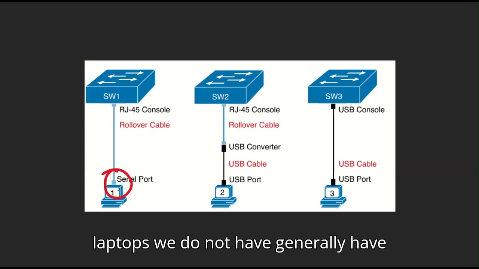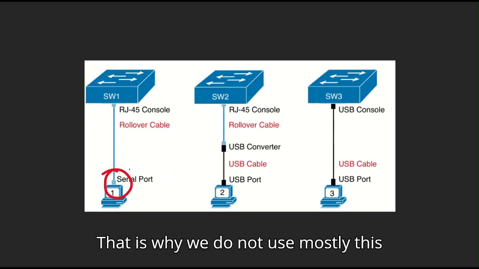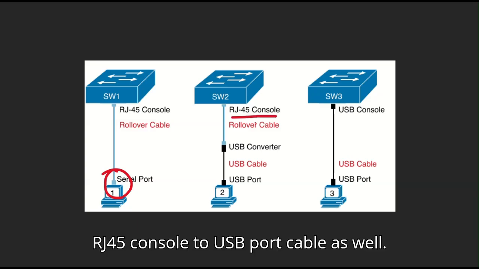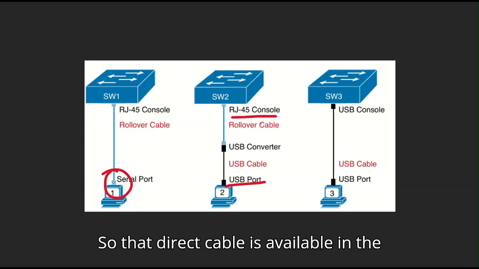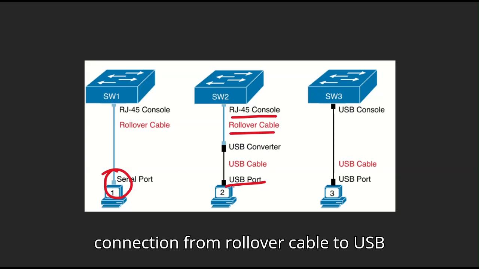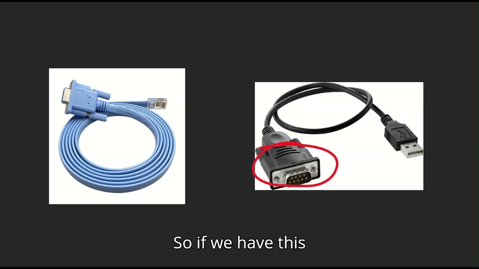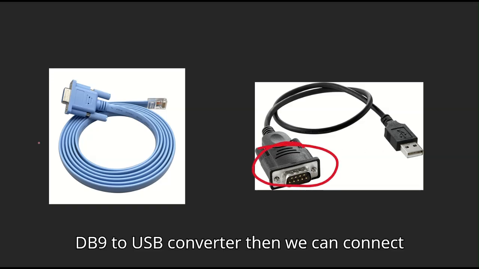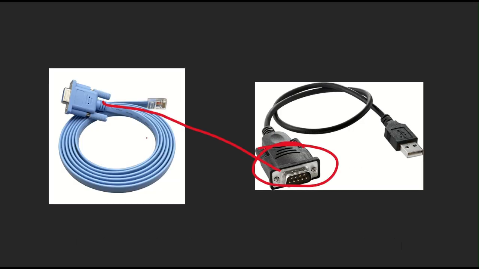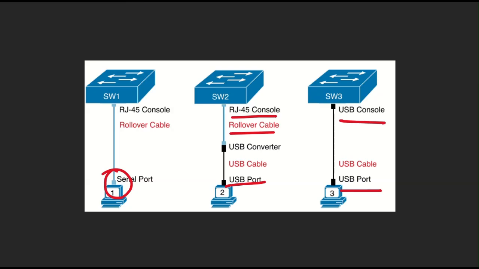Nowadays in the laptops, we do not generally have this serial port or DB9 port. That is why we do not use mostly this method nowadays. But we also have a RJ45 console to USB port cable as well. So that direct cable is available in the market as well. But we can have a connection from rollover cable to USB port by using a DB9 to USB converter. So if we have this DB9 to USB converter, then we can connect this DB9 connector to here, and we can have a connection from switch to the computer. And apart from that, there is USB to USB cable as well.